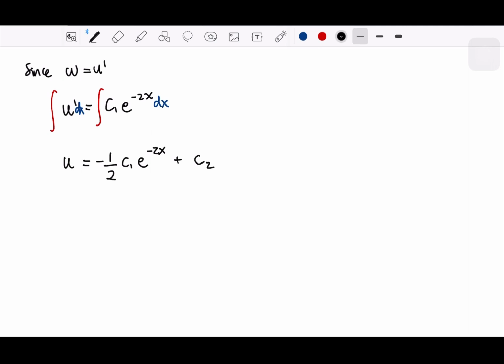So u is, we get y, or y2 is u times e to the x, right? So we multiply this u with e to the x. Okay? So we are going to have another form. So this will be negative c1 over 2, and then e plus x, so minus 2 plus 1 is minus 1, right? So minus x, and then plus c2 e to the x.